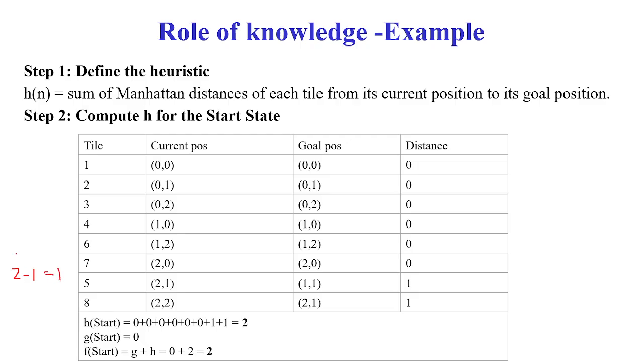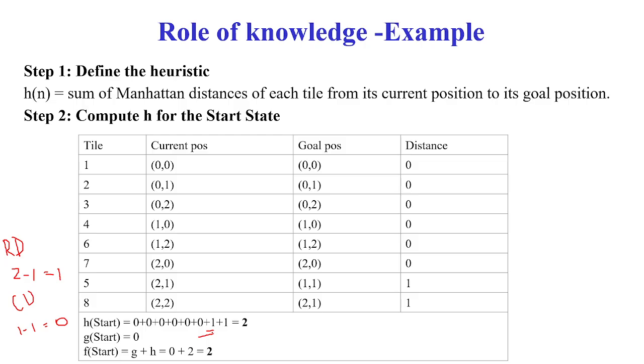This is the row difference. Similarly, you take the column difference. It's 1 minus 1, which is equal to 0. So total distance for tile 5 is 1. That's what you have written here.